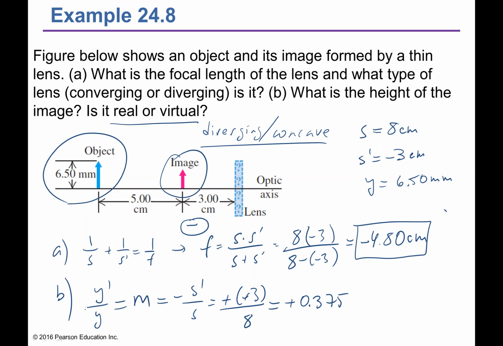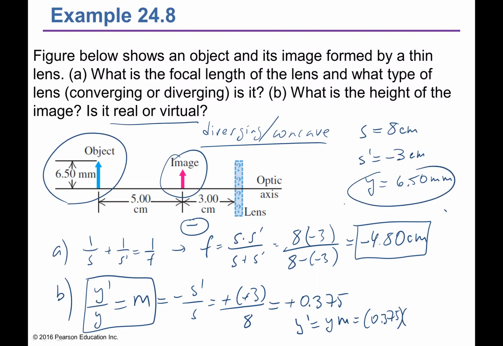And then use this equation to solve for y prime, because y prime is y times the magnification. That means 0.375 times the height of the object, 6.5 millimeters. And when we calculate, remember, we have to expect a smaller one, right? And we do get 2.44 millimeters. All right, so that's then the image height.